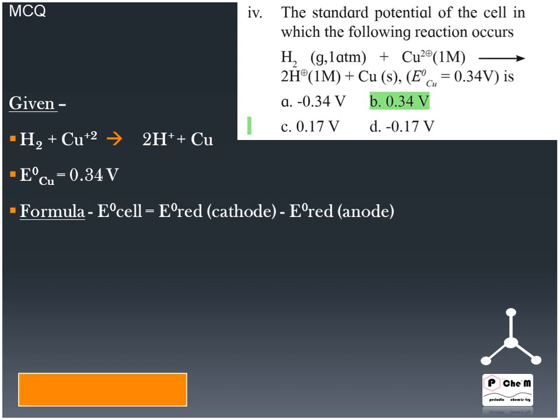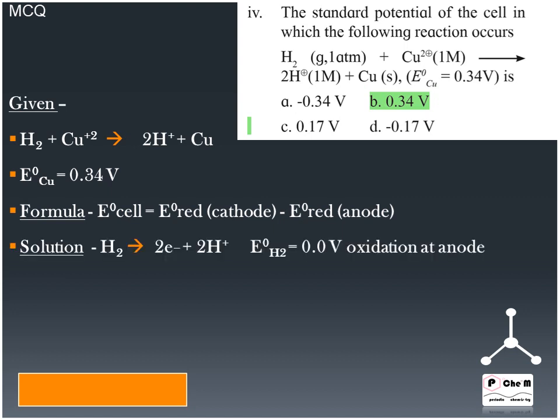We will be using the same formula for cell potential. Again, I have written two half reactions, that is oxidation half reaction at anode and reduction half reaction at cathode. We need to remember that the reduction potential for H2 is 0.0 volt and it is taken as a reference electrode. Now, it is also clear and confirmed that electrode potential of copper is greater than that of hydrogen and therefore copper will be a cathode electrode and H2 will be an anode electrode.